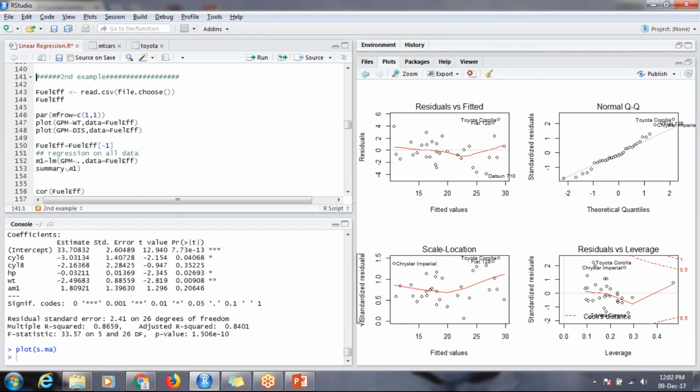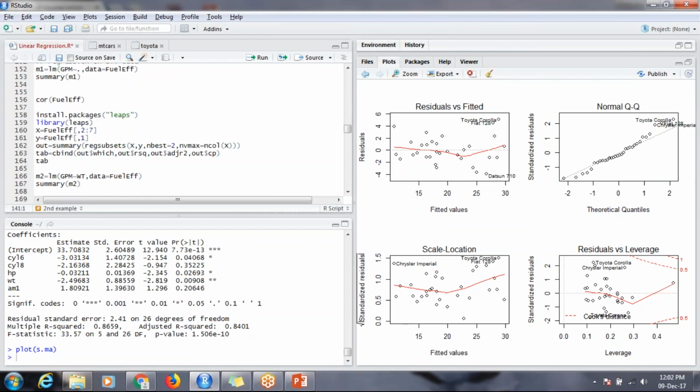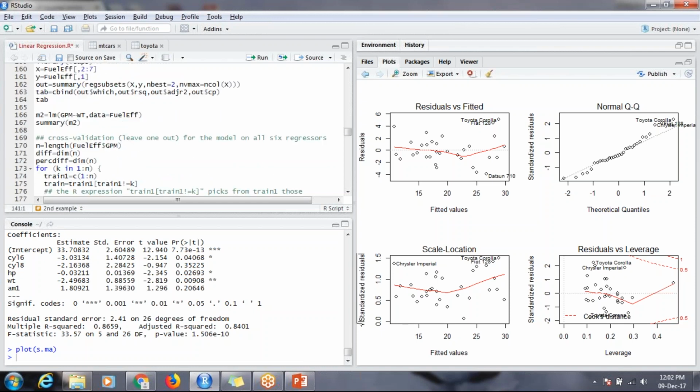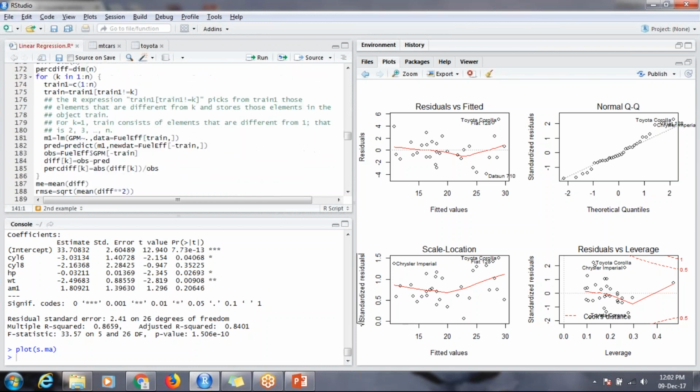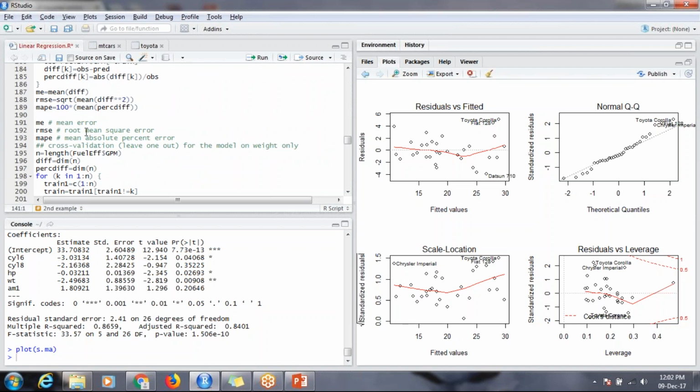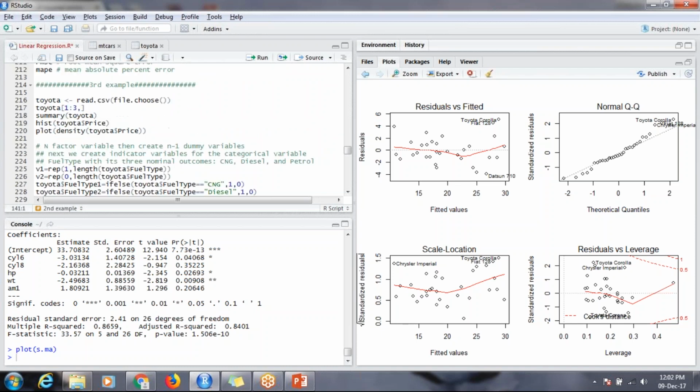So this is all for today, and I've included one more example. You can go through this on your own. So this is about fuel efficiency. A similar example. So I've taken here the first example and third example. The second one I'm not taking. You can try it on your own. And our scripts are already uploaded. You can go through them, and it will be good if you practice that.